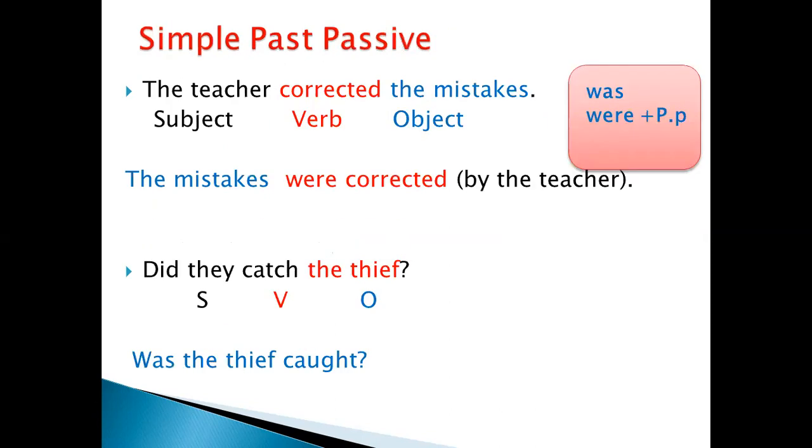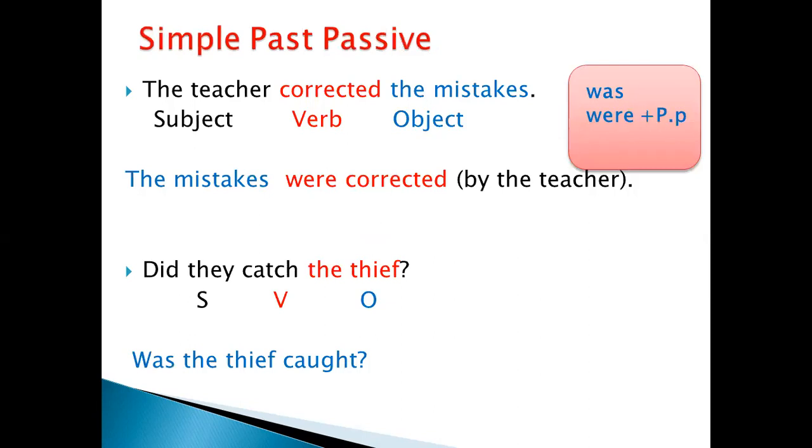The same here. This is the simple past. Let's read together. The teacher corrected the mistakes. How did you know the tense? Please tell me, which tense is it? Present, past, present perfect, present continuous? Yes, it's simple past. Okay, let's change from active into passive. Step number one, identify the subject, the verb, the object. What is the subject? Teacher. What is the verb? Corrected. What is the object? Mistakes.